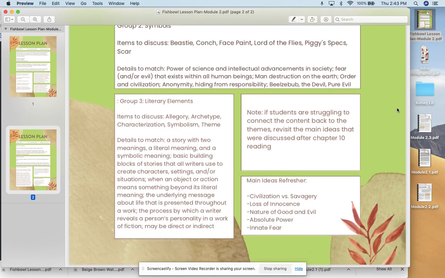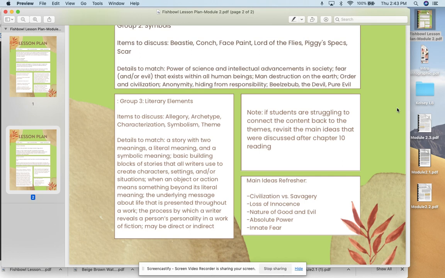And finally, the third group is the literary elements group. And here we have allegory, archetype, characterization, symbolism, and theme. And again, we have the details to match. And this is more important than just the novel itself. This is where we take the novel outside of just the pages that William Golding wrote and expand it into the greater connections with the greater world. So this group is going to be taking these five elements and explaining how it contributes to good literature.